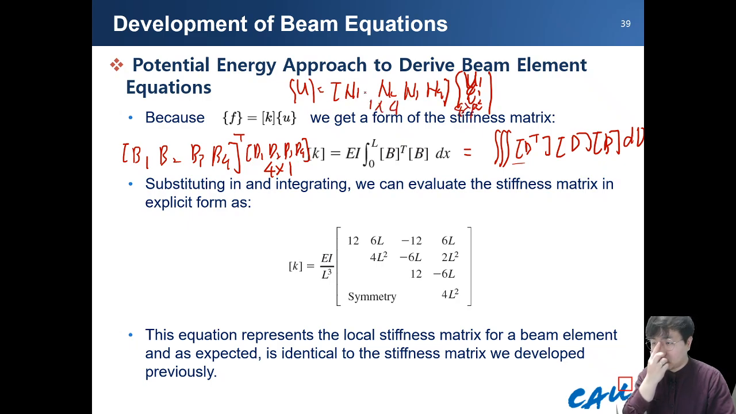So this part is a 1 by 1 result. Its transpose is a 4 by 1. So after the multiplication, the total matrix equation is a 4 by 4 matrix. This is the correct form.